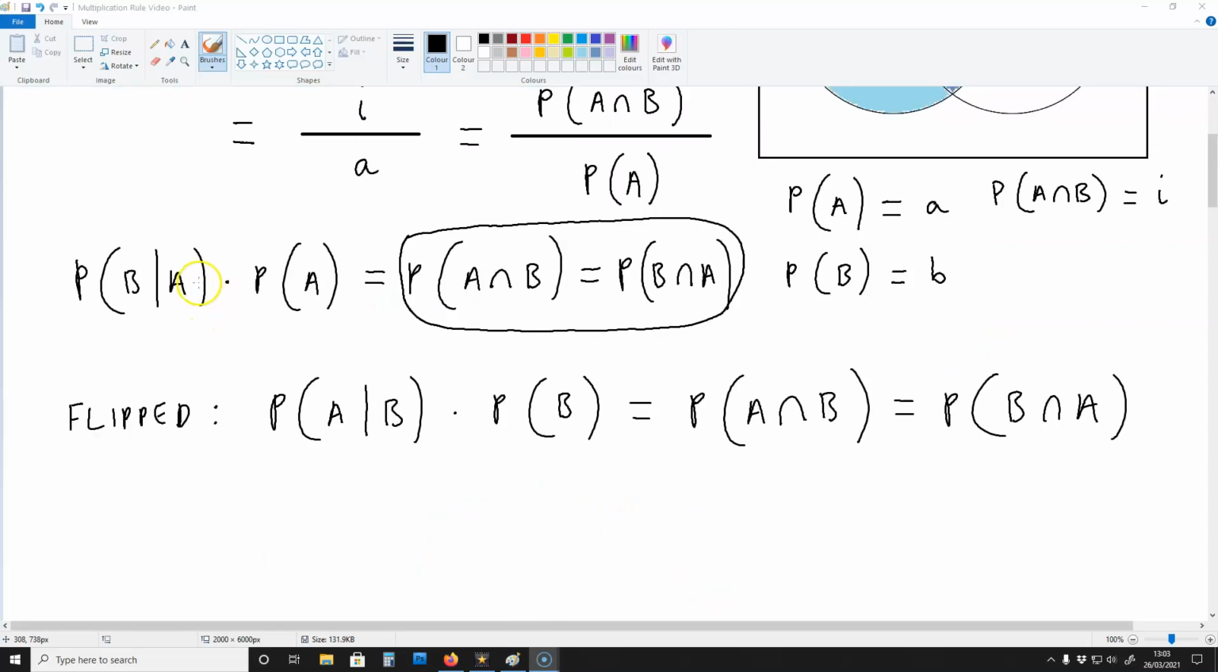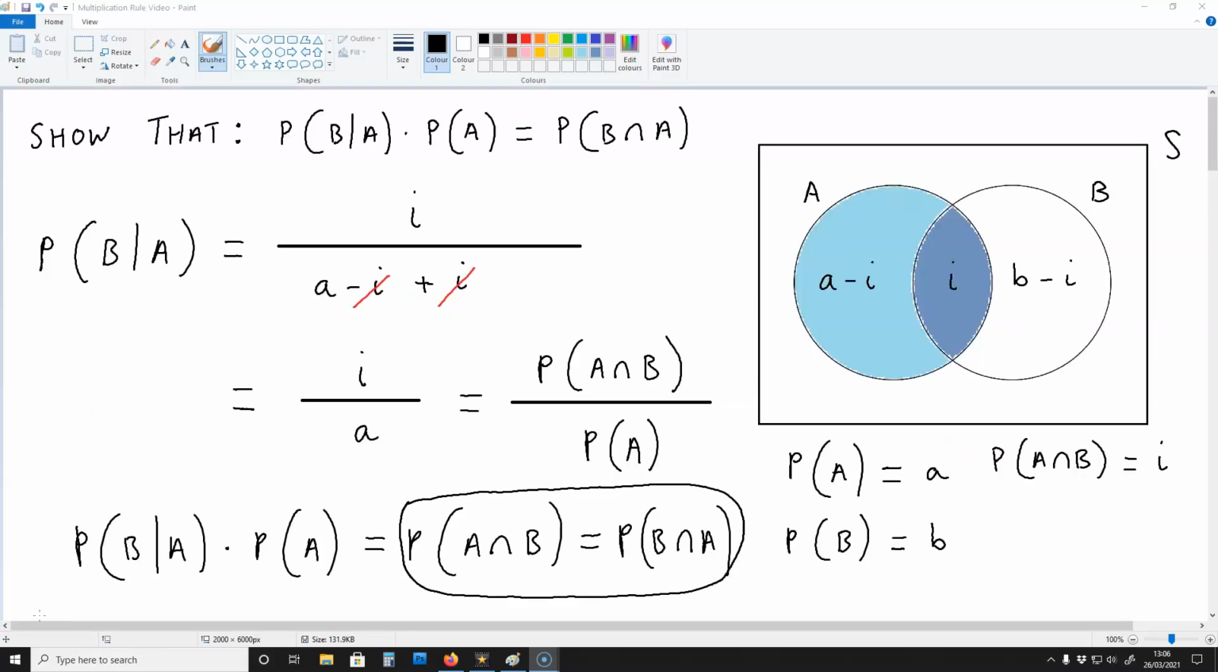Now we can reverse the roles of A and B. If we do that, we get the probability of A given that B times the probability of B is equal to the probability of A intersection B, which is the same as the probability of B intersection A. So this is the multiplication rule for probabilities explained and derived from first principles.